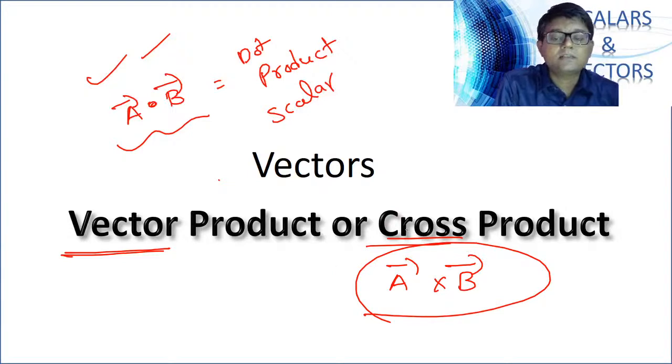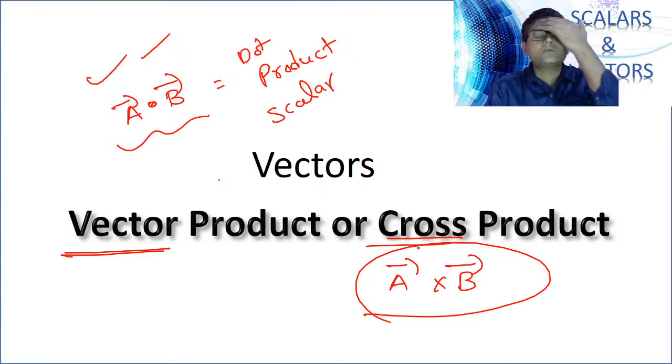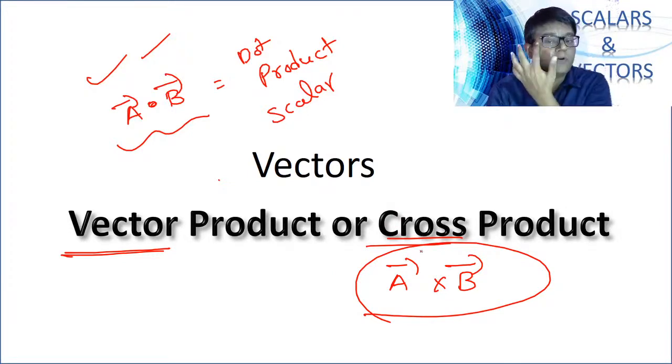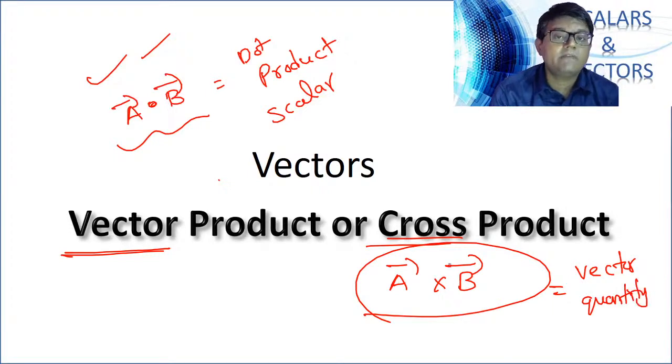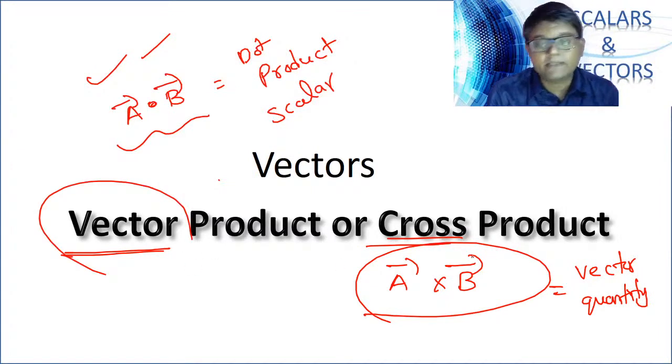Now why is this cross product also called a vector product? Because the result of this cross product will actually be a vector quantity. That is why this product is also named the vector product. So in this session, we are going to learn about the vector product or cross product of vectors.